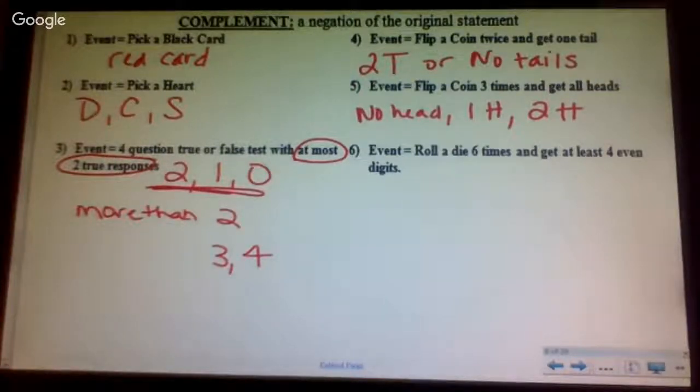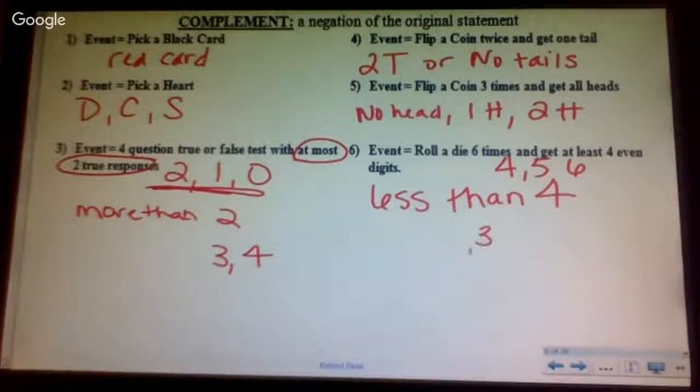And the last one, rolling a die 6 times and getting at least 4 even digits. So what does at least mean? 4 or more. So what is opposite than 4 and more? Not 4. Don't include 4. 3, 2, 1. So less than 4. At least 4 means 4, 5, and 6. So we want opposite of that, which is 3, 2, 1, and 0. Okay. So that's all less than 4. Or you can say it as 3 and less.